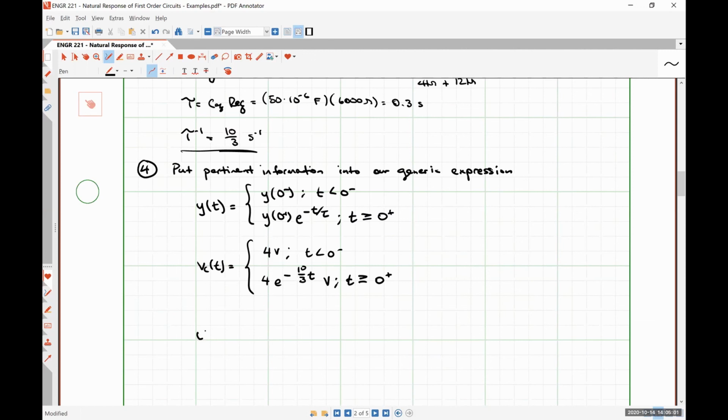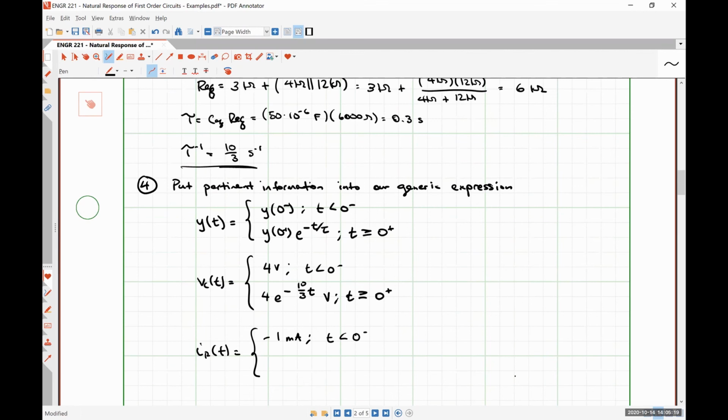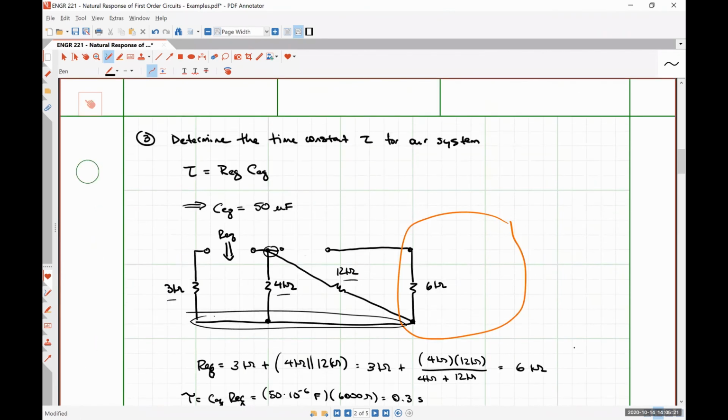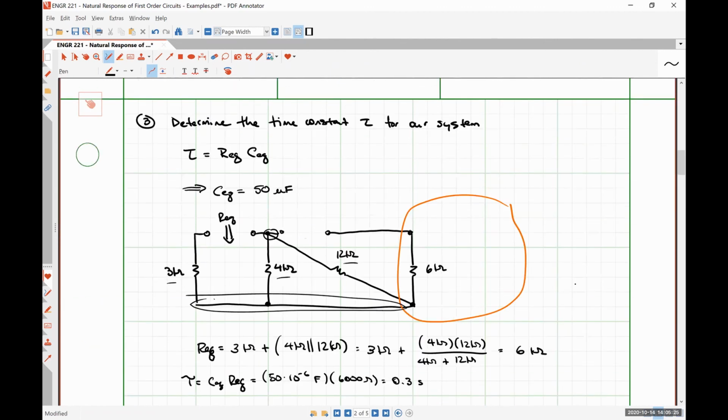For our resistor current that we were looking at, its value at t equal to 0 minus was negative 1 milliamp. Sorry, 0 minus. And then we're going to have positive, I think, let me double check there. Negative.